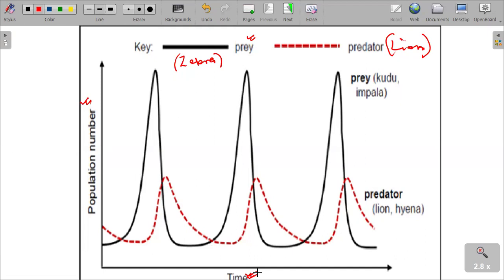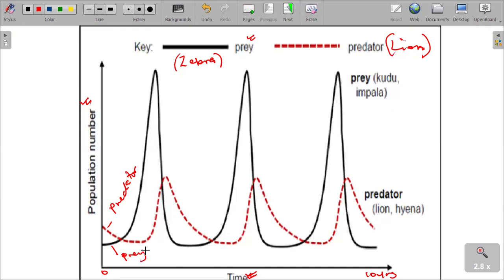So let's start from 0, and then go up to maybe 10 years. It can be time in years. So what you are seeing here is that in the beginning, the predator is more than the prey.